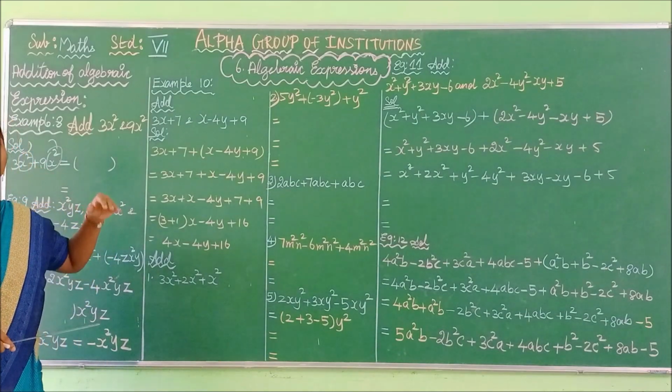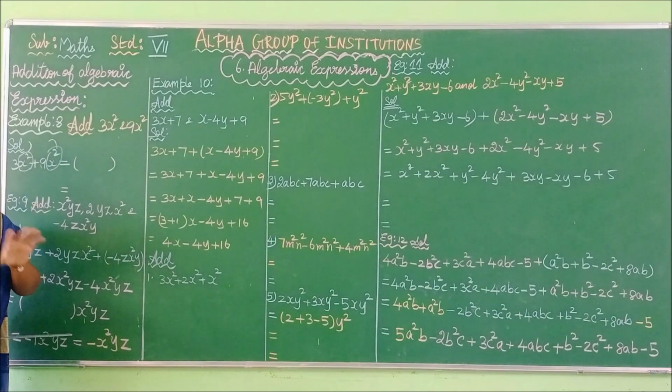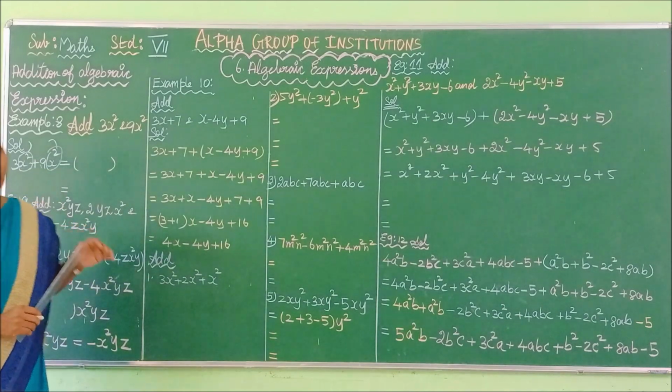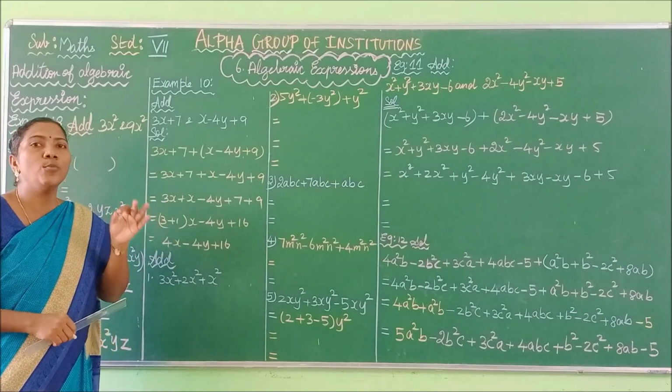Now we are going to write the steps. How can we add the like terms? We can add the like terms by adding their numerical coefficients. Do you understand, children? We can add or subtract the like terms by adding their numerical coefficients.